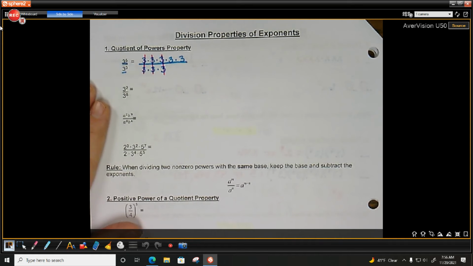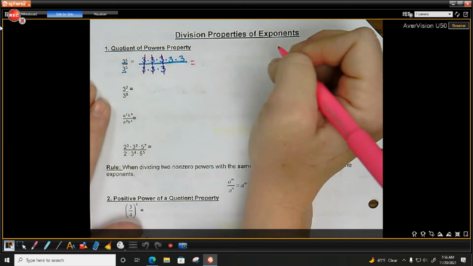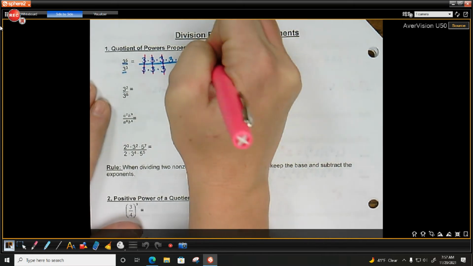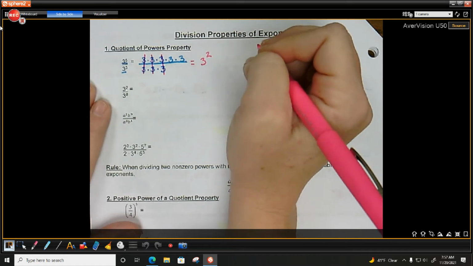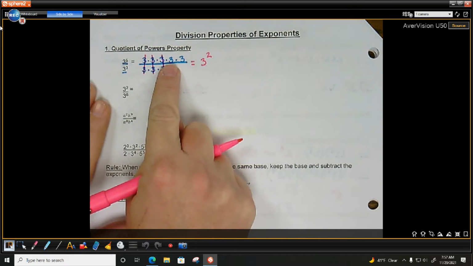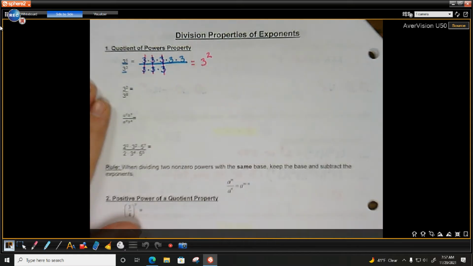So this becomes 3 to what power? The 2nd power, because I have 2 3's. Are my 3's left in the numerator or denominator? Those 3's are on the bottom or the top? The numerator, the top. So my answer, the 3's are on top. Well, if there's nothing left on bottom, you don't need to put the fraction bar. Okay. Well, what is 3 to the 2nd power? 9.